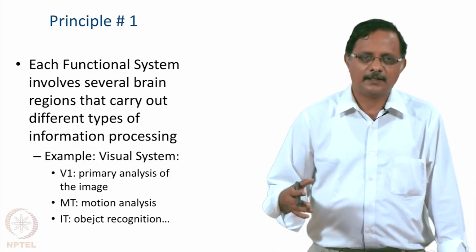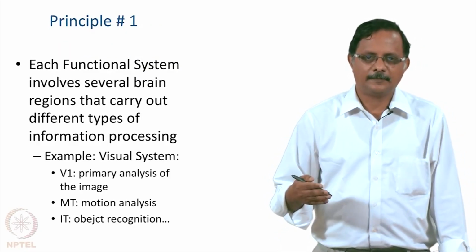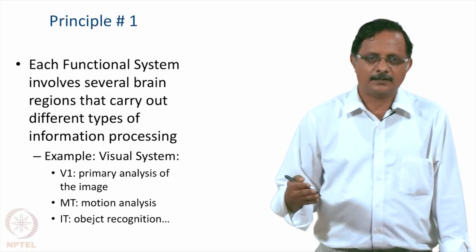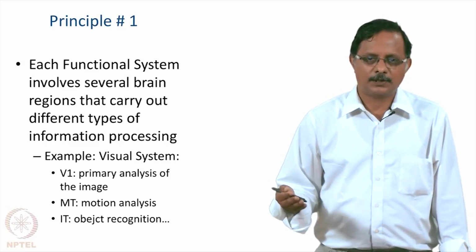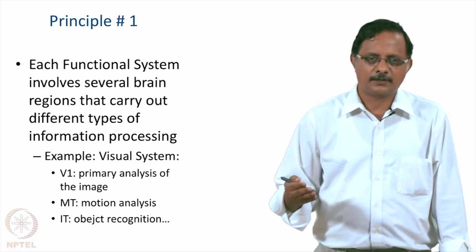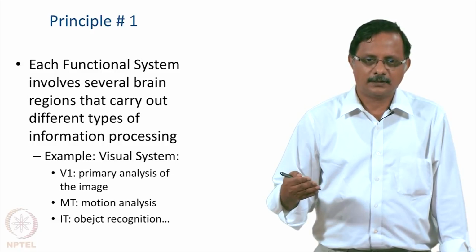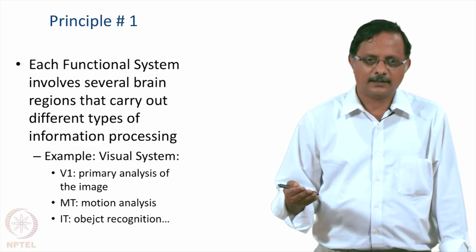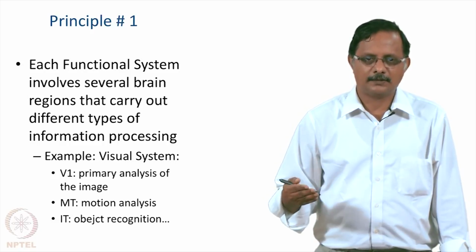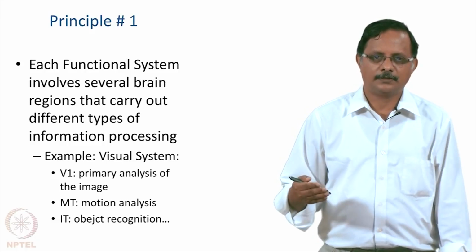The first principle is that each functional system in the brain involves several brain regions that carry out different types of information processing. For example, if you take visual system, there is V1 which does primary analysis of the image that it receives from the eyes, then MT performs motion analysis, IT does object recognition, and so on and so forth.